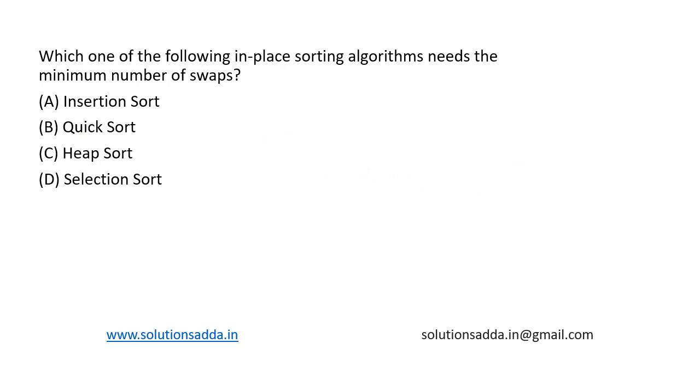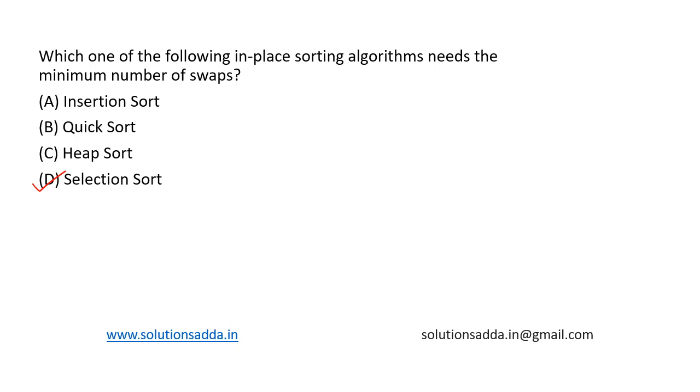This is a question from algorithms. Which one of the following in-place sorting algorithms needs the minimum number of swaps? The options are insertion sort, quick sort, heap sort, and selection sort. The correct answer is option D, selection sort.